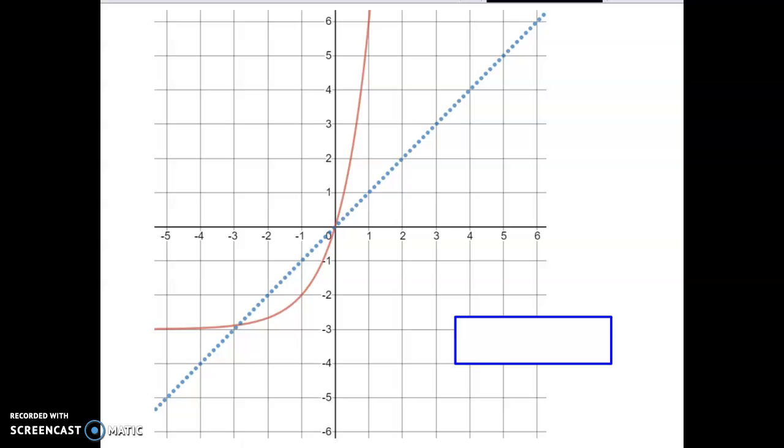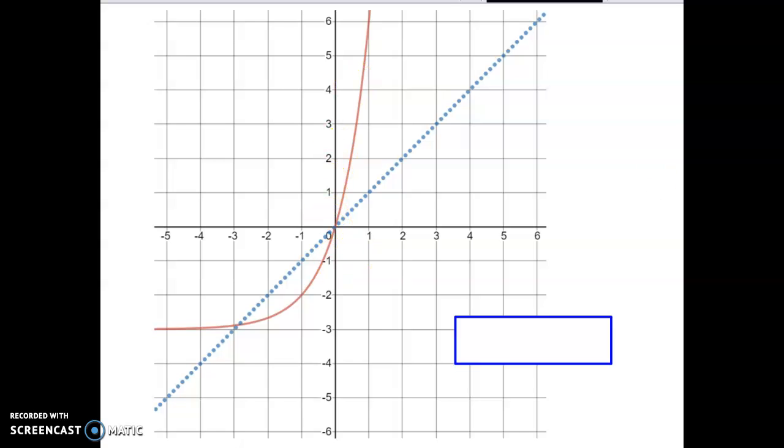All right, let's look at another graph. So look at the one I have here. This red graph is the one we're going to focus on finding the inverse of. Okay, so think through your parent graphs like we did in the last unit. What does this kind of look like? Hopefully it looks like exponential growth, right?